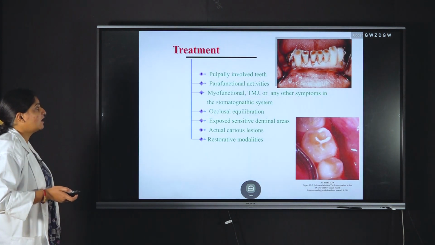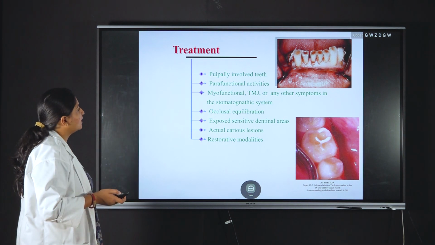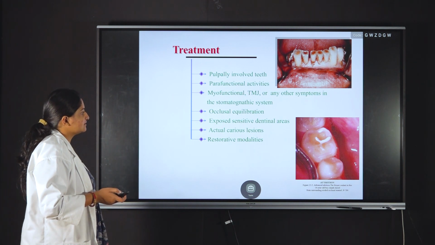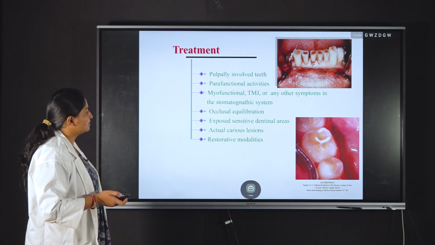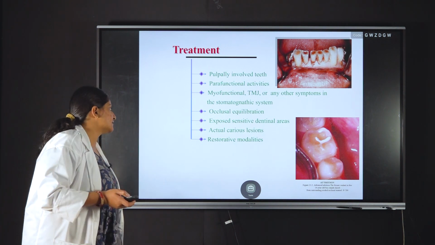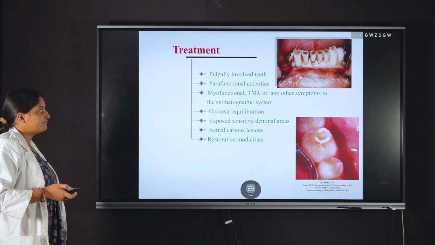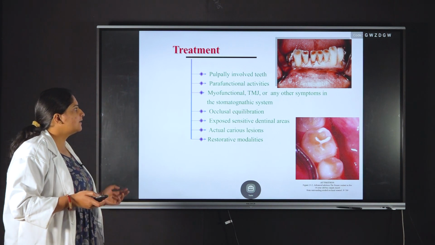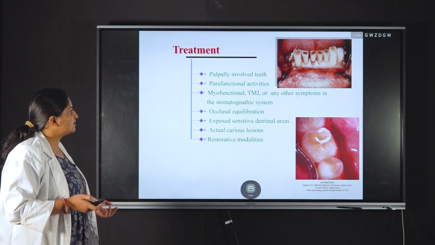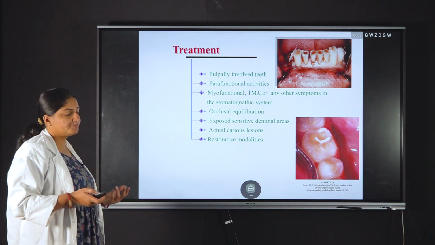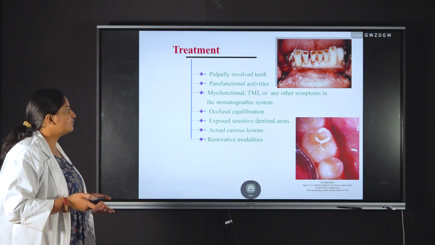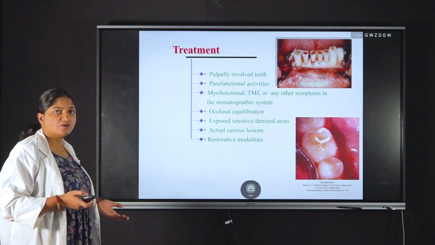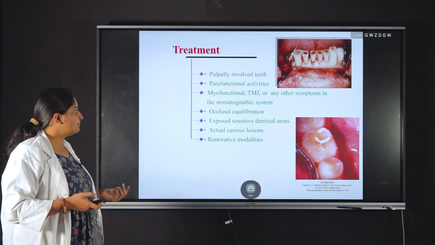So coming to the treatment, how is attrition treated? It depends on pulpally involved teeth, parafunctional activities, myofunctional, TMJ or any other symptoms in the stomatognathic system, occlusal equilibration, exposed sensitive dentinal areas and actual carious lesions. If it is pulpally involved, then the treatment suggested is root canal treatment and further restoration with crowns. If there are any parafunctional activities, we can use night guards. For excess myofunctional and TMJ activities, a myofunctional appliance can be the treatment modality of choice.